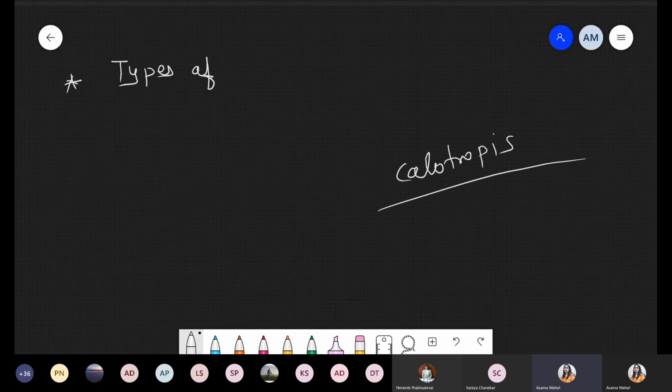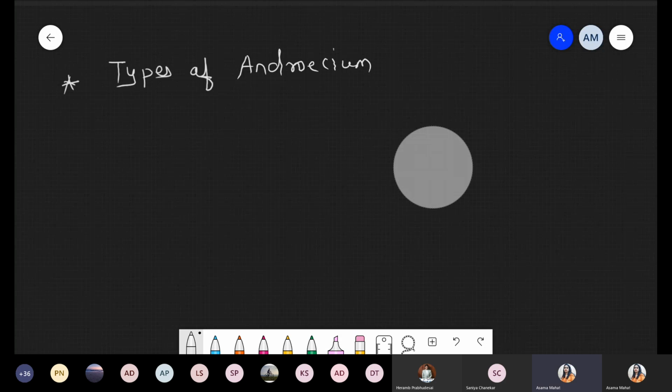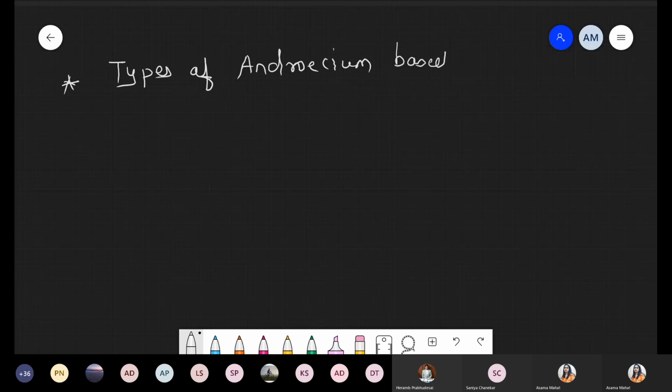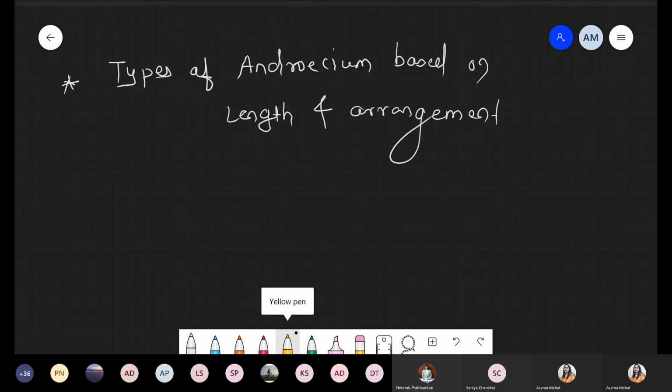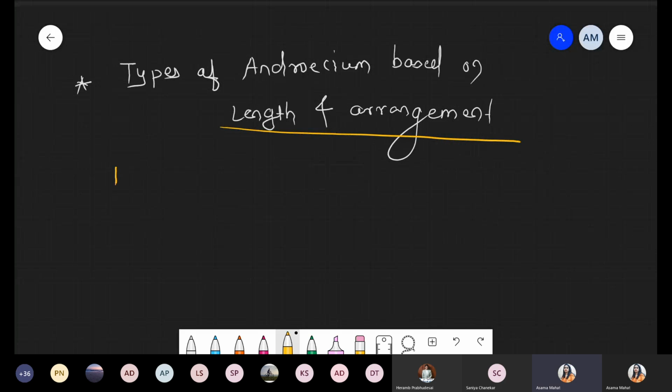Okay, new point. Write down types of androecium. Types of androecium based on length and arrangement. Okay, so we are taking two conditions. Number one, dynamous condition.